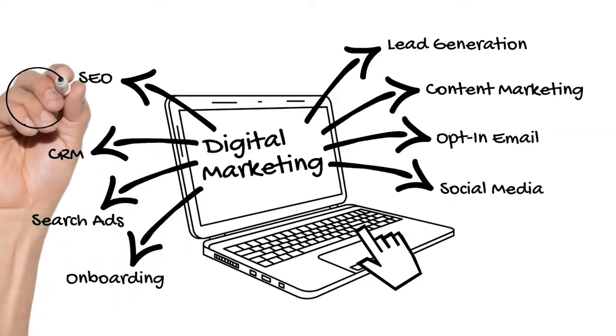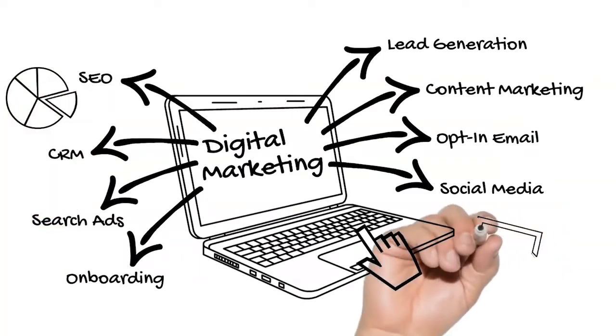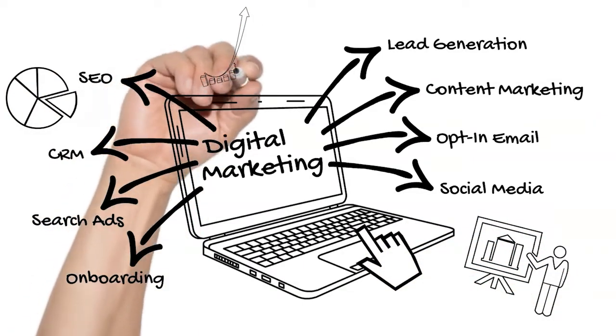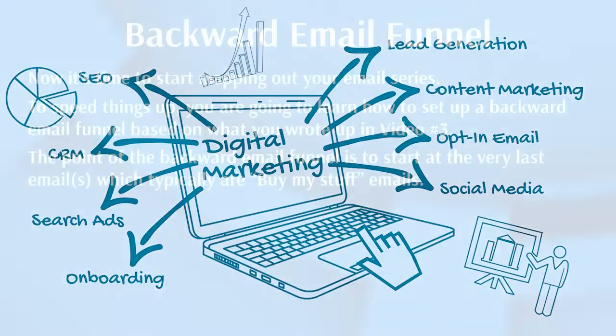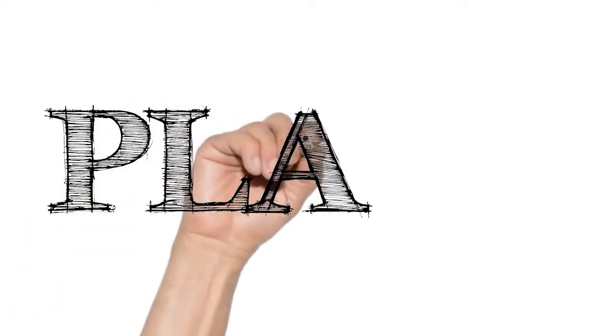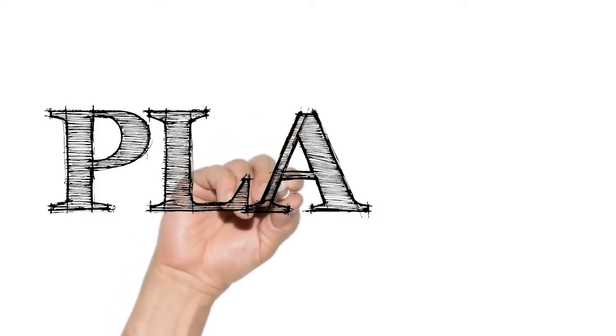Now, the point of the backward email funnel is to start at the very last email, which typically starts with buy my stuff emails. It'll make more sense when I show a mind map and the process of how to create the funnel. The reason why we want to go backwards is because psychologically, when you move forwards, when you write the first welcome email, the second email, and all of that, it's actually very hard for the brain to think that way.